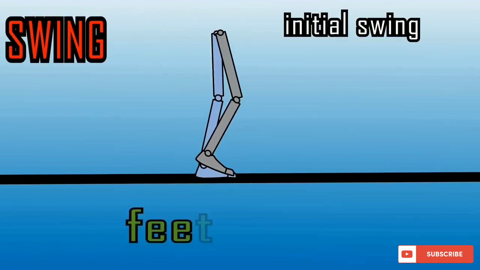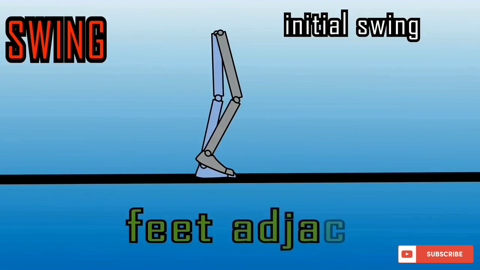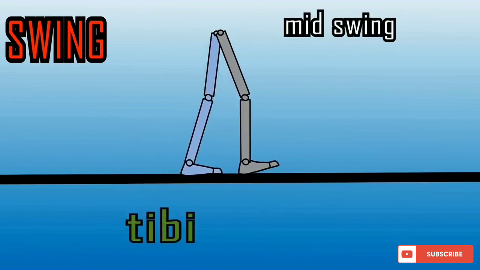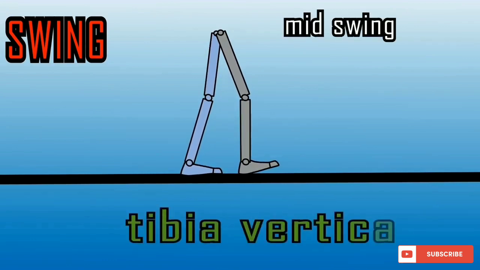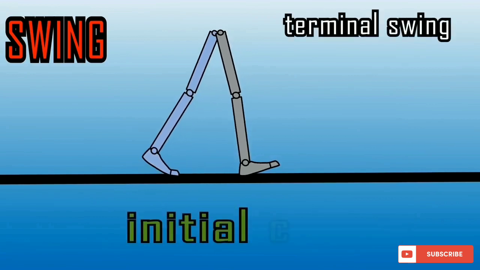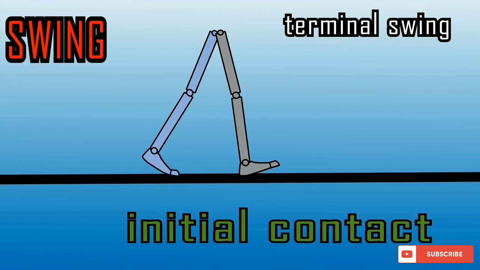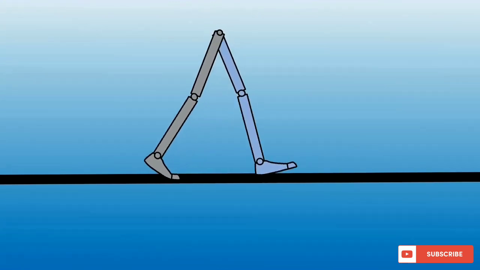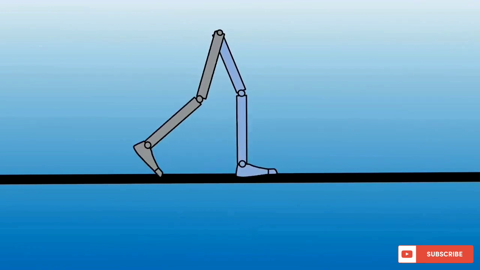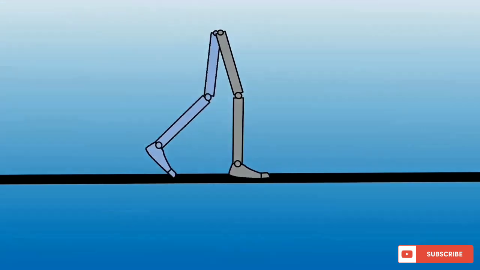Now the second phase is the swing phase, when there is initial swing and both the feet are adjacent. After that there will be mid swing and the tibia will be vertical. After that, during the terminal swing there will be again initial contact and the cyclical movement is continued when the person is continuing to walk. This is our brief overview of the gait cycle.